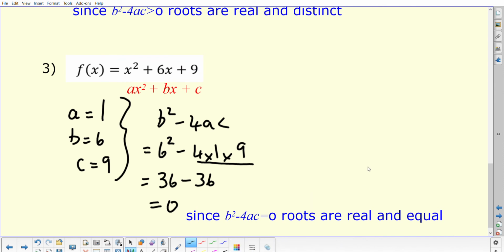So for each of these questions, they're usually worth 2 marks. You'd get a mark for calculating the b squared minus 4ac correctly, and then you get the mark for making your statement of the nature of your roots.